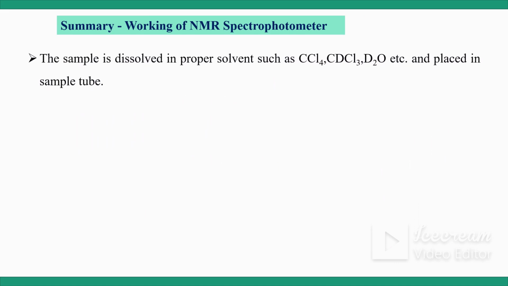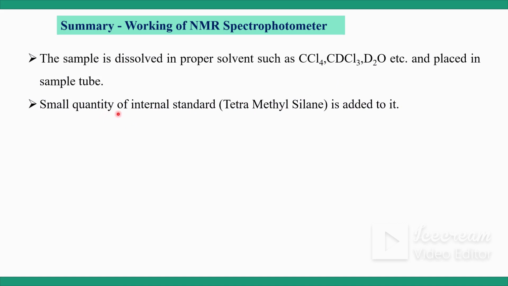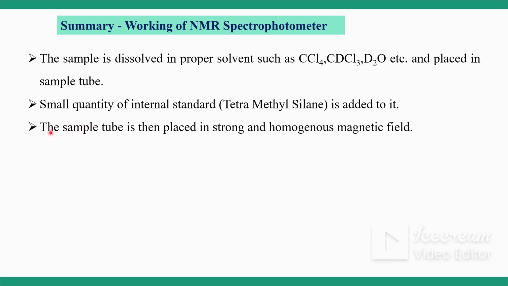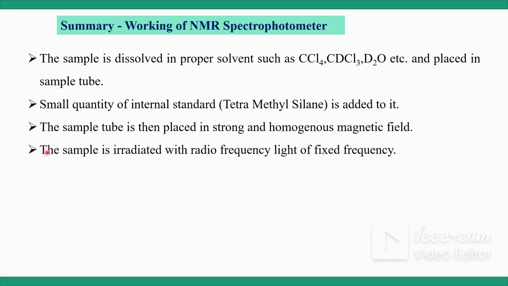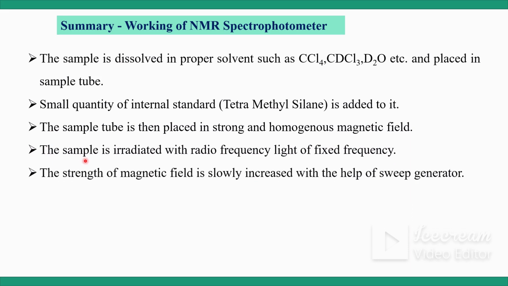Let us summarize the working of spectrophotometer. The sample is dissolved in proper solvent such as carbon tetrachloride, deuterated chloroform, deuterated water, etc., and placed in sample tube. A small quantity of internal standard tetramethylsilane, that is TMS, is added to it. This sample tube is then placed in strong and homogeneous magnetic field. The sample is irradiated with radio frequency light of fixed frequency.